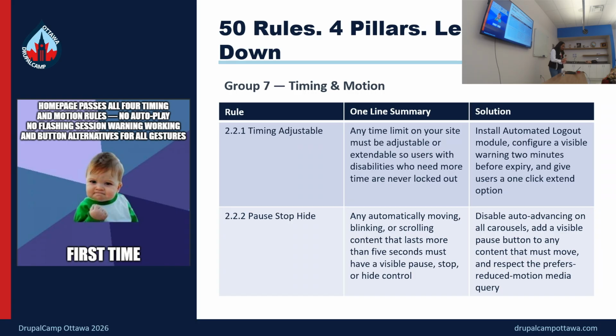Let's move on to the next one, that is 2.2.2, pause, stop, hide. Again, this is an important rule because we have carousel sliders that come under this. Any automatic moving, blinking, or scrolling content that lasts more than 5 seconds must have a visible pause, stop, or hide control. Solution for this is simple. Either you disable the auto advancing on all the carousel sliders, add a visible pause button to that, and respect the prefers-reduced-motion media query.